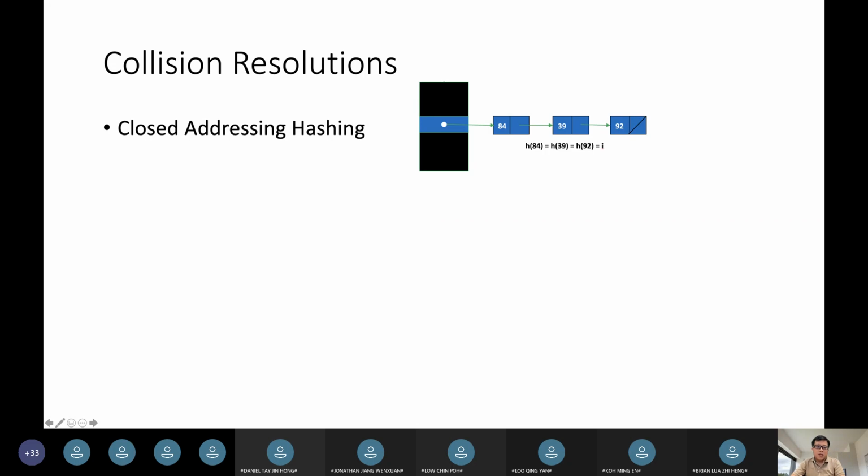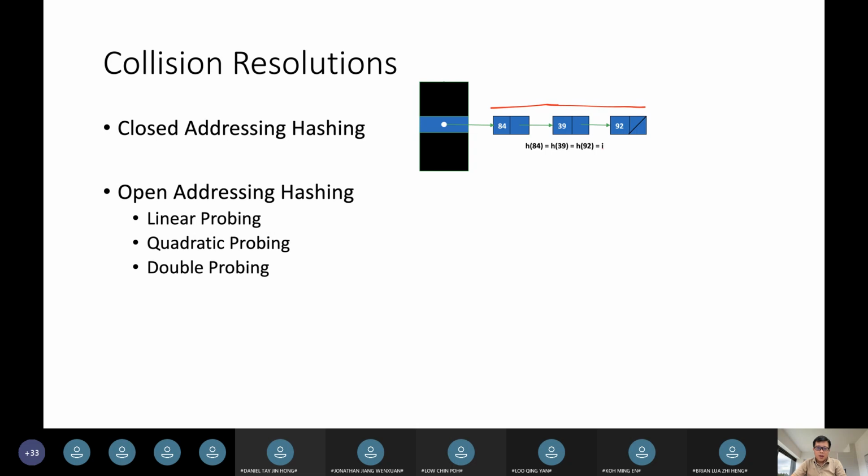For collision resolution, we have two ways. The first way, we use closed addressing hashing. So for closed addressing hashing, we don't store the key in the hash table. We just maintain a linked list, right? So if there is a collision, then we just create a linked list to keep track of the keys that have the same hash value.